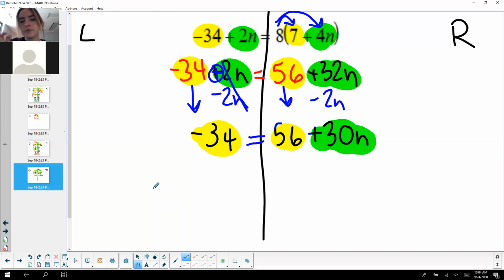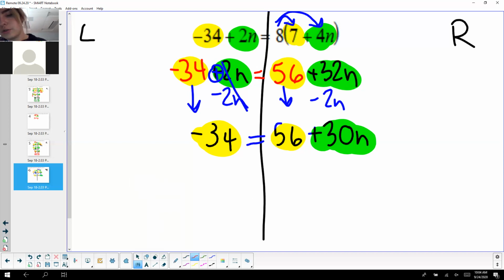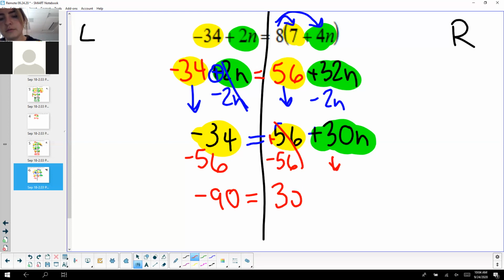Now I've got all of my greens, my variable terms, on the right side. I need to move 56 over to the left, because I want to get all yellows on one side. So I'm going to subtract 56 from either side. And again, this is a positive 56, so a positive and a negative cancel. Whatever I have to do to one side, I have to do to the other side. So negative 34 minus 56 is going to give me negative 90. And then I'm going to bring down my 30n.